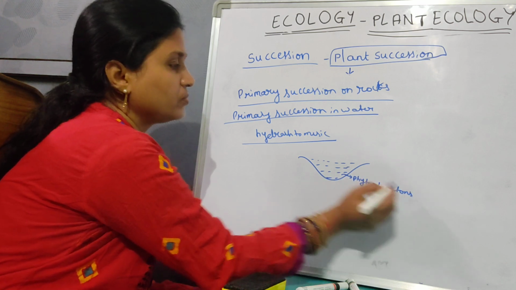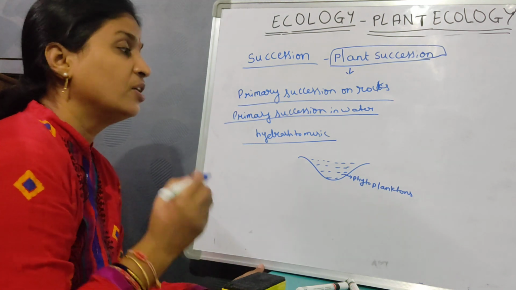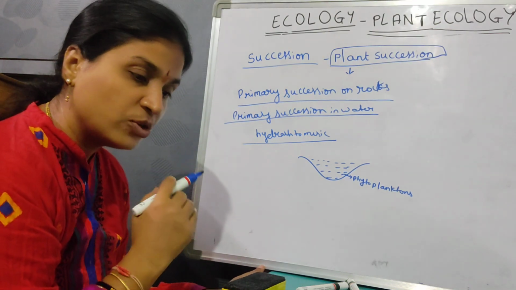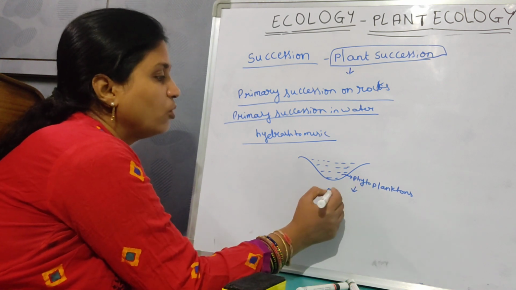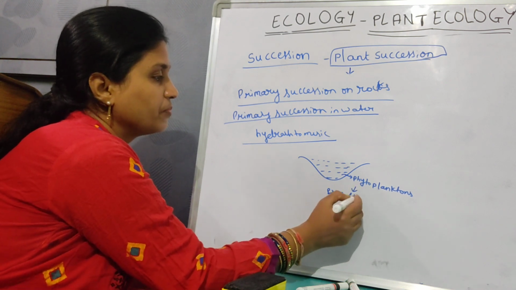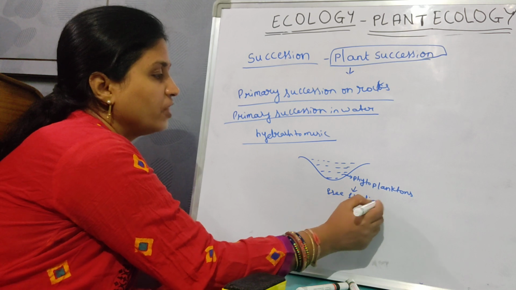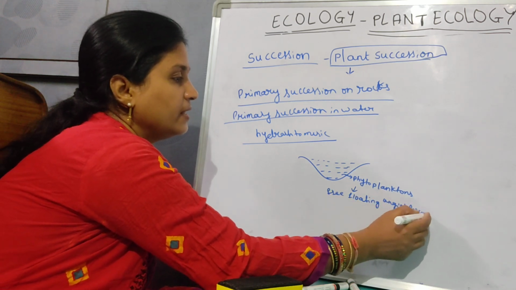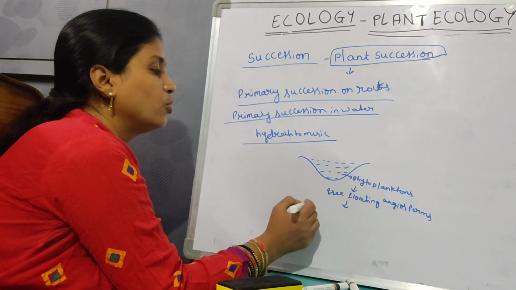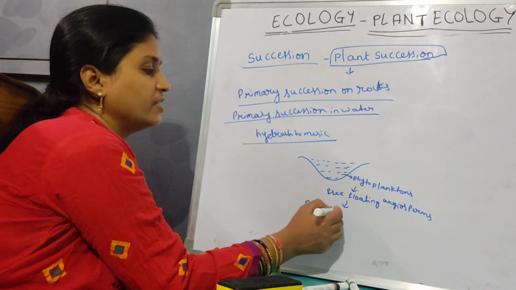Phytoplanktons will be there. So from these phytoplanktons, afterwards what happens? They will be replaced by the free floating angiosperms. Then they will be replaced by the rooted hydrophytes.